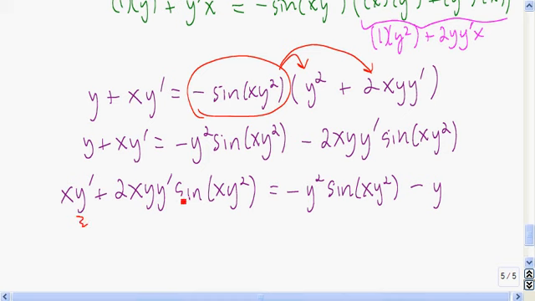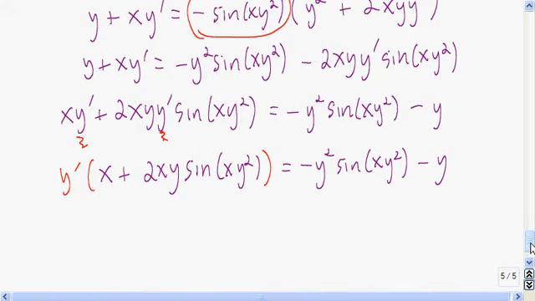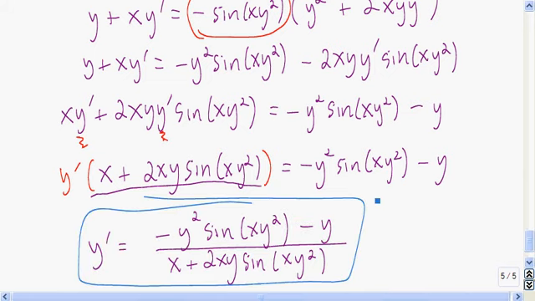All right, now on this side I'm going to factor out a y prime. And the last thing we have to do to find y prime, which is dy dx, is to divide both sides by this. And we are done.